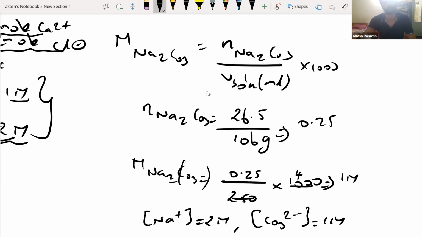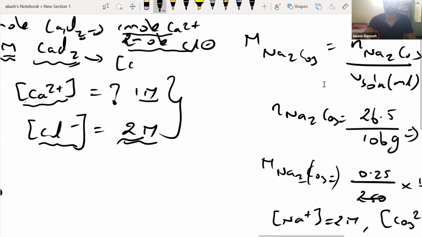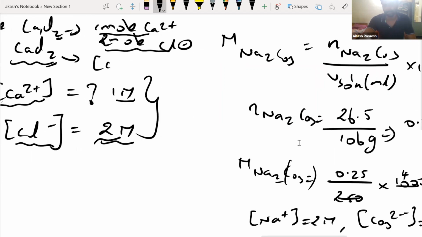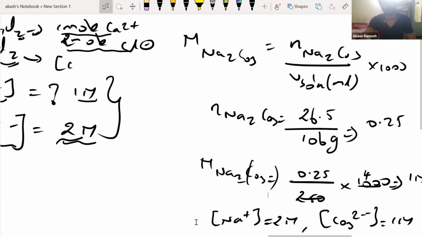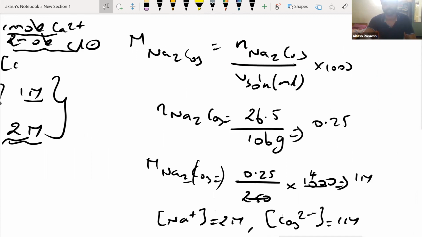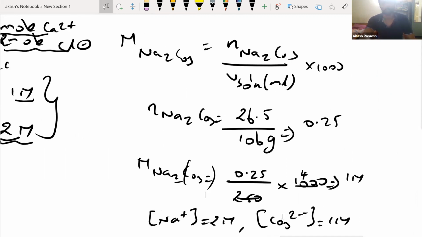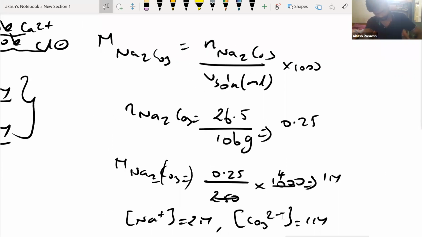Very, very simple question. We didn't do anything, we just used the formula: number of moles by volume into 1000. I calculated the number of moles, found the entire molarity, and from that calculated the molarity of Na plus and of CO3 2 minus. As simple as that. I hope nobody has any problem with how we solved it. Okay, fine. Now I'll move on.